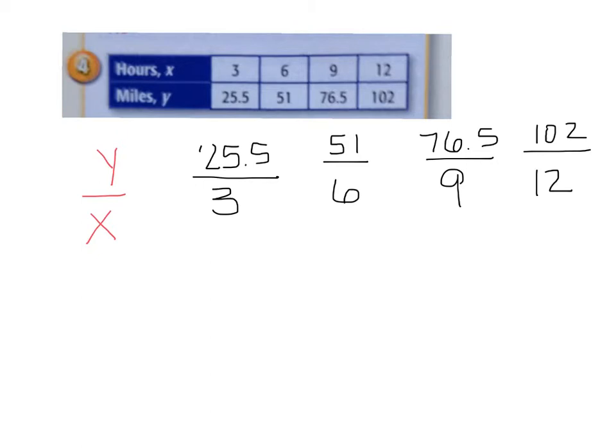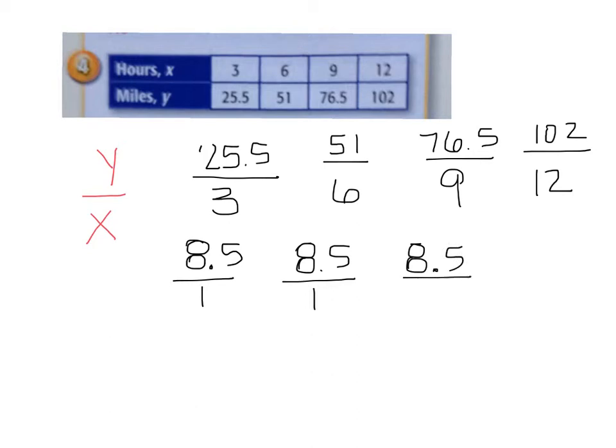Okay, now we've got to calculate those rates of change. You may use your tech to do so. 25.5 divided by 3 is 8.5 over 1, or just 8.5. 51 divided by 6 is 8.5, or 8.5 over 1. 76.5 divided by 9 is 8.5 over 1. And 102 divided by 12 is 8.5 over 1.